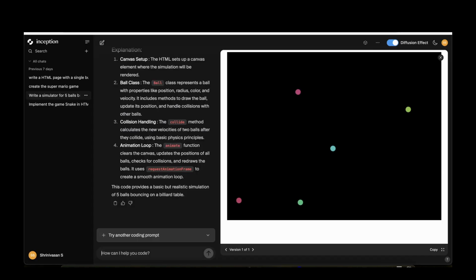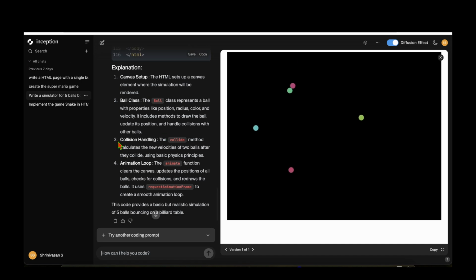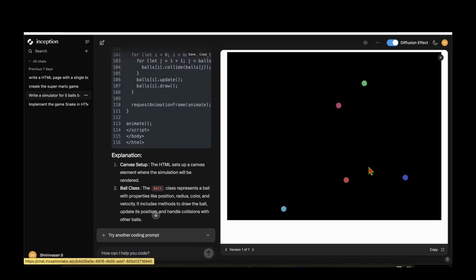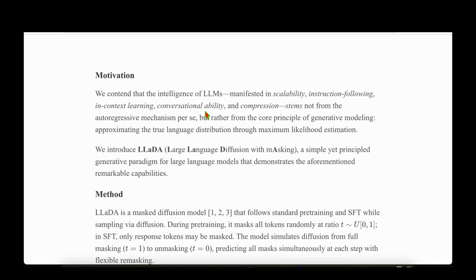If you remember, in my previous video, we saw this model from Inception. This was Mercury, and it was particularly focused on coding tasks. And we did this Super Mario game, and we also did this ball bouncing around the wall for the LLaDA model, which stands for Large Language Diffusion with Masking.